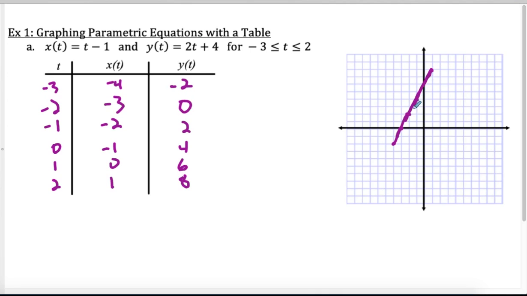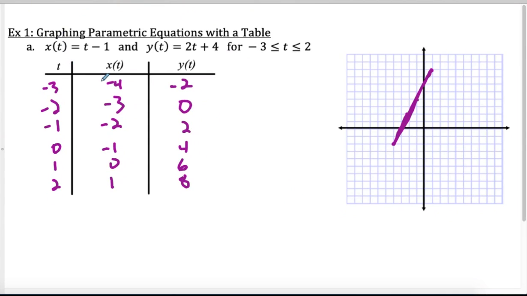a straight line. Now, since t is only defined here from -3 to 2, this is the entire graph. It would not continue forever in both directions. Now, if they described the parameters of t as -infinity to infinity, then we would say this continues on forever in both directions. But for this specific example, since t only goes from -3 to 2, this is the entire graph.